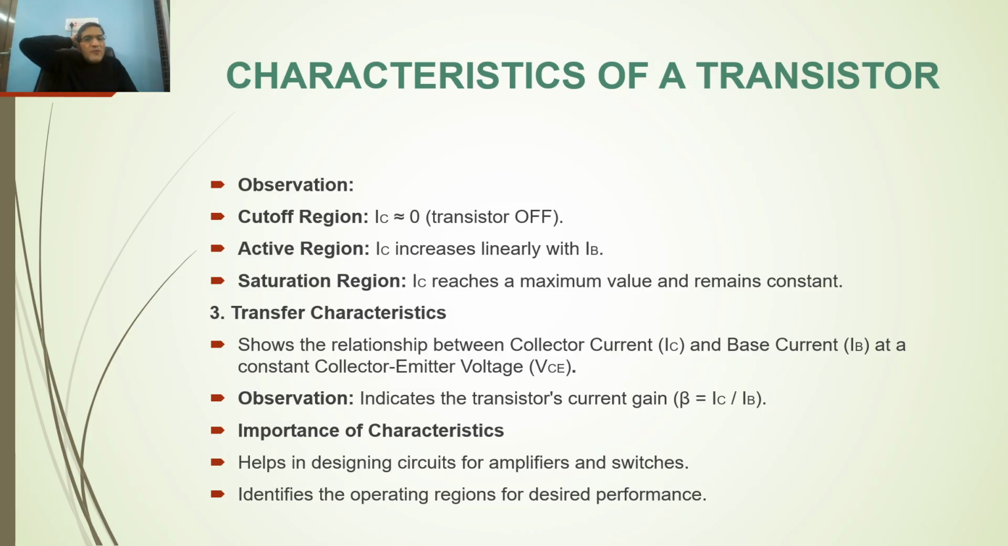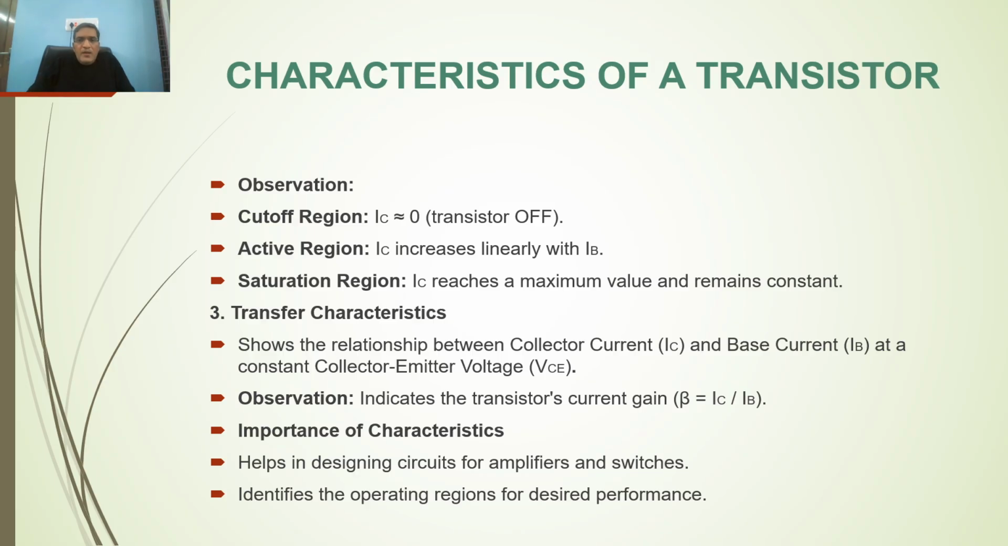So here are some other points. Cutoff region means IC is 0, that is no output, and in the active region, IC increases linearly with IB. This is the active region, the starting part of the curve, and in this region we have the amplification action. Then the saturation region, where IC is completely independent of the voltage, just constant with increase in the voltage. No effect of increasing the voltage on the output curve. This is the saturation region, shown by the flat part of the curve.